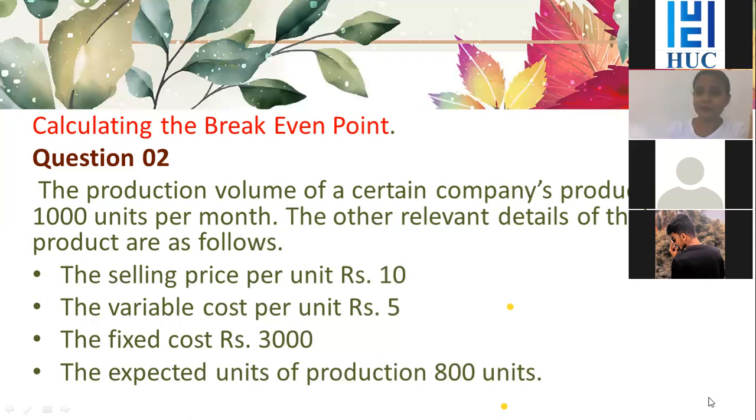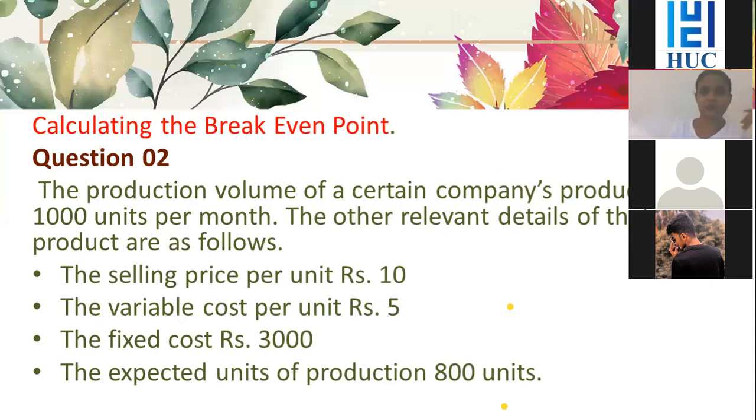The difference is that the maximum they can produce is 1,000 per month. But they are expected to produce only 800. They are not producing 1,000; they are producing just 800 in this month. But if they want, they can go for 1,000. That is the idea.